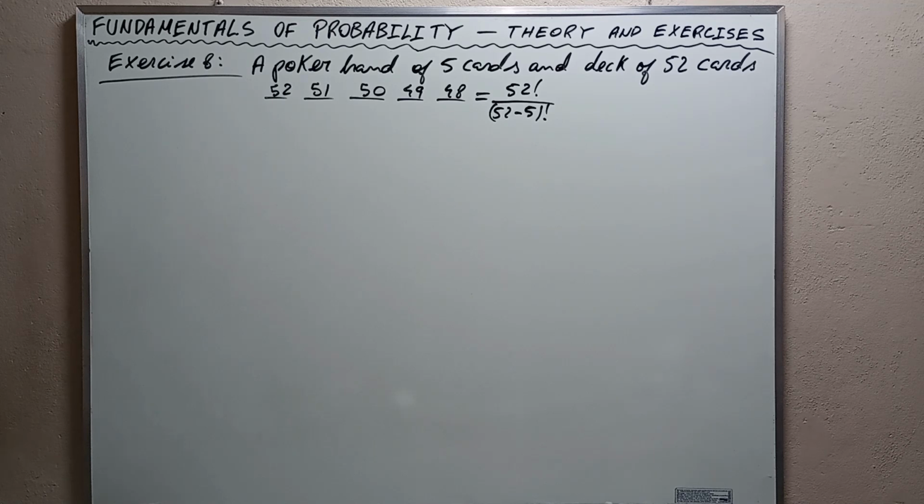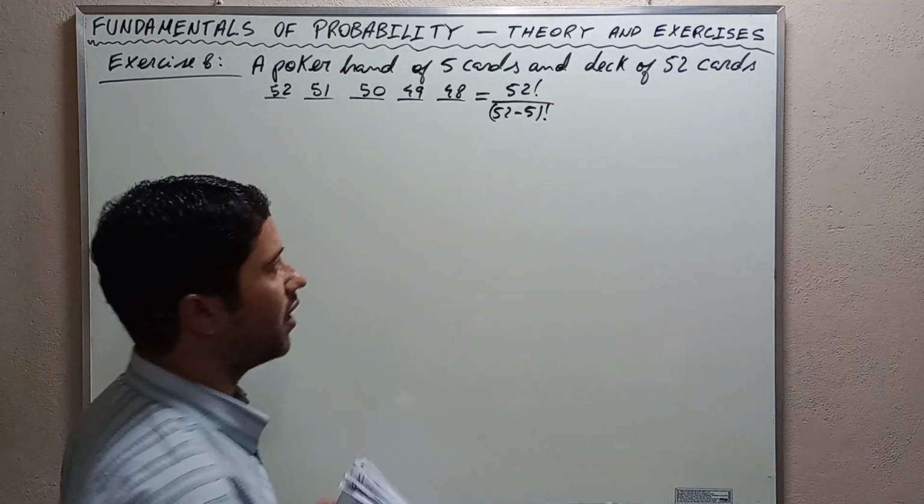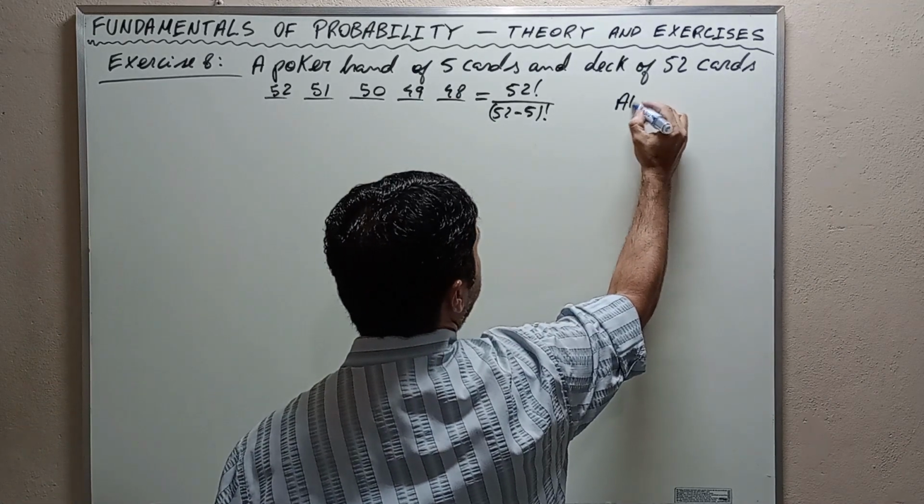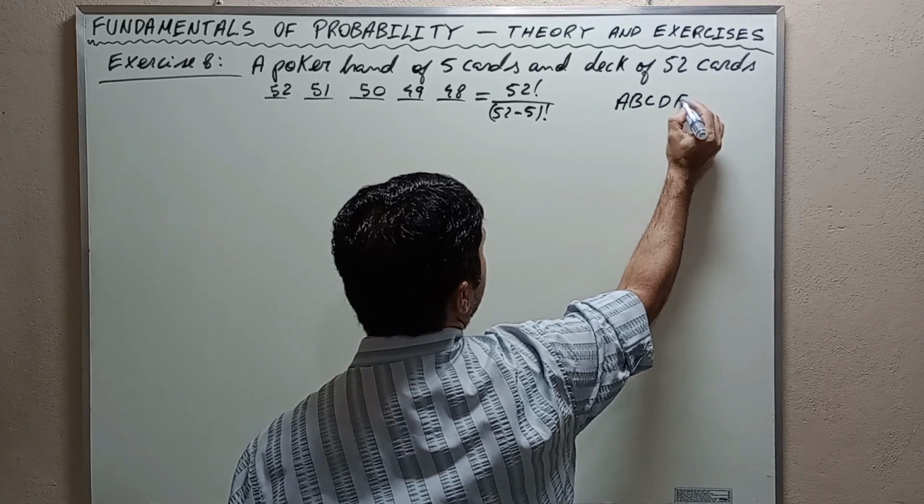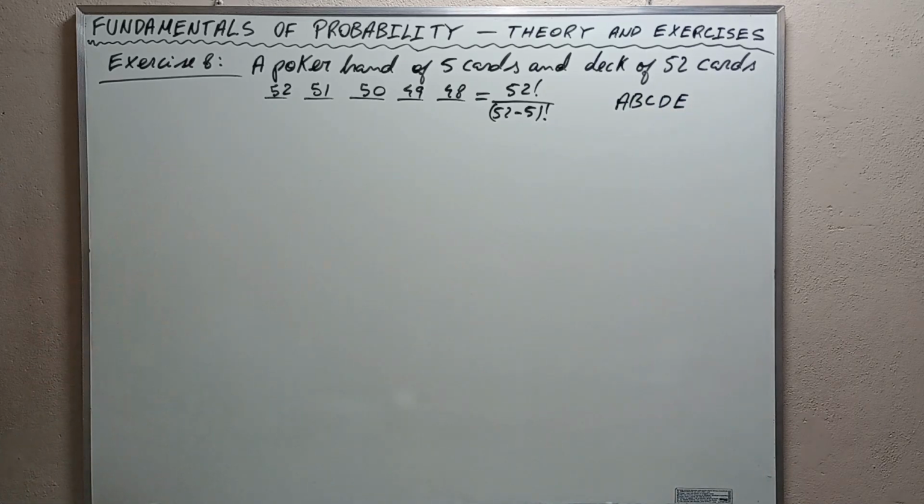Now we have to understand why we need to remove the repetitions. Let's suppose again that we selected cards A, B, C, D, and E, okay? If we are dealt a poker hand consisting of the cards A, B, C, D, and E, okay?